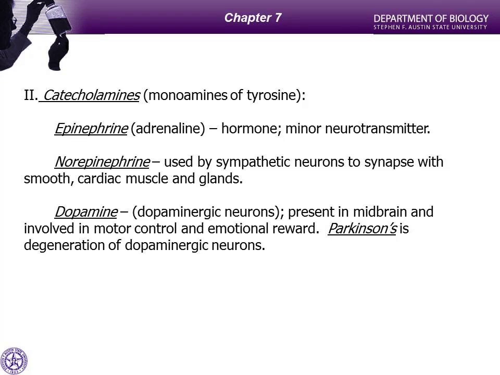Now, related to epinephrine is norepinephrine, another monoamine, a monoamine of tyrosine. This is produced by neurons. And these are used by sympathetic neurons, and we'll become much more familiar with that terminology when we talk about the autonomic nervous system. These neurons are going to synapse with smooth muscle, cardiac muscle, and various glands.